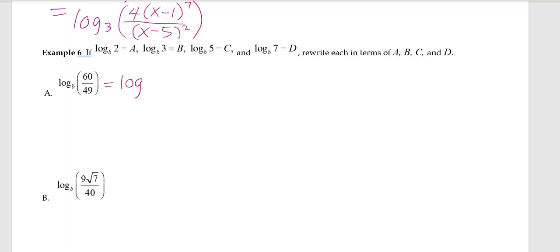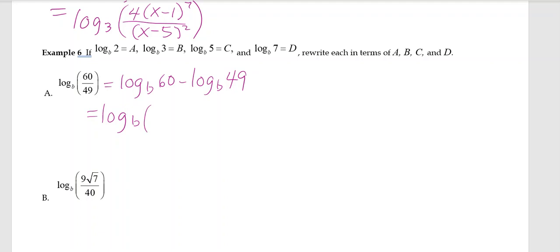This is going to be log base b of 60 minus log base b of 49. Okay, so now if log base b of 2 equals a and log base b of 3 equals b and so forth, as you see there in the instructions, we are to write all of this in terms of a, b, c, and d. So here's the way I'm going to think about this. This is the log base b. What of those factors up there can I use to get 60?